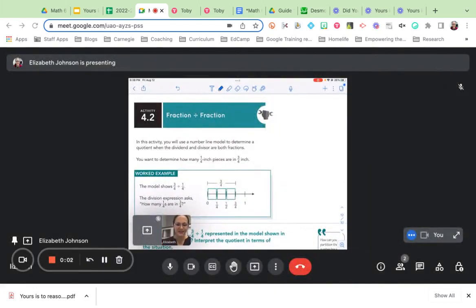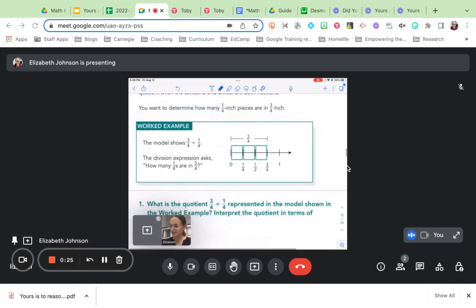Welcome back. In our last activity, we used bar models to model fraction division. In this activity, we're going to use number lines to model fraction division. Our first goal is to determine how many quarter-inch pieces are there in 3/4 of an inch. You could probably use a ruler to figure this out and just count how many quarter inches fit into 3/4 of an inch. Well, here we have an example that uses a number line to answer this question.